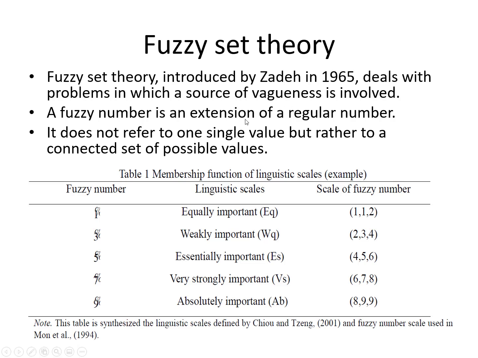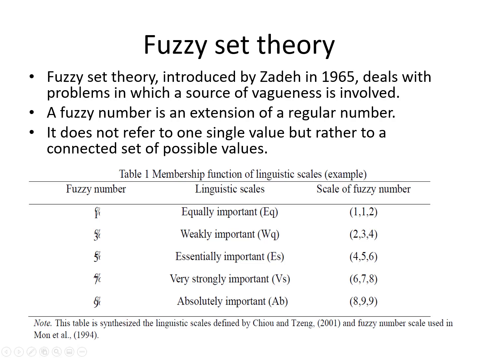So a fuzzy number is an extension of a regular number. It does not refer to one single value, but rather to a connected set of possible values. We have already discussed different ratings and different scales, for example, Likert scales. So 1, let's suppose, is equally important. This is a triangular fuzzy number. Equally important: 1, 1, 2.